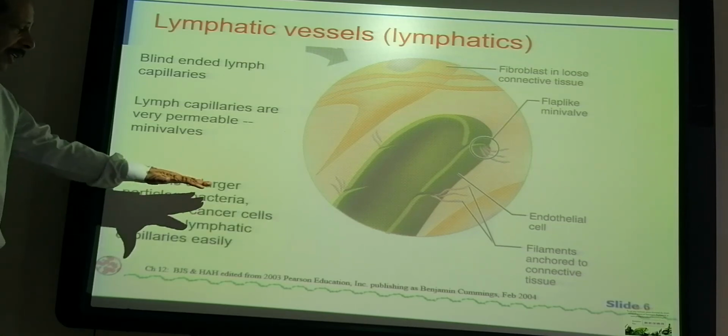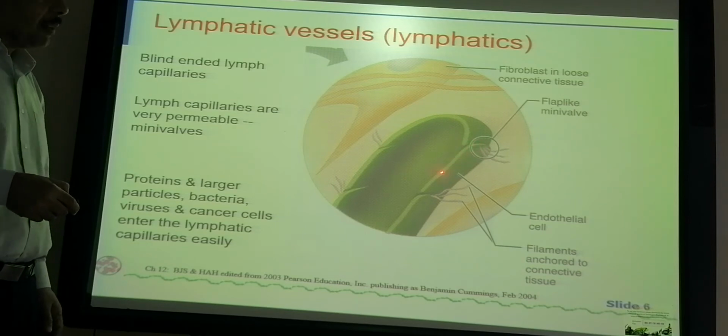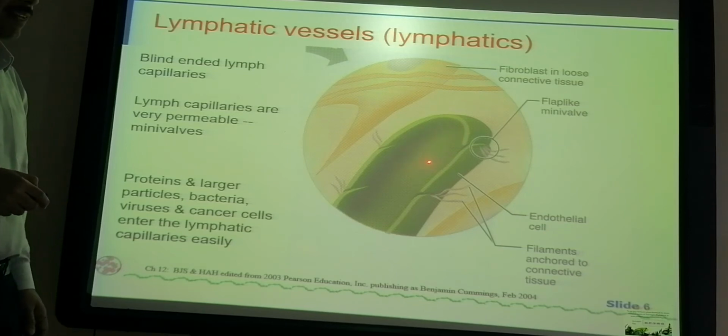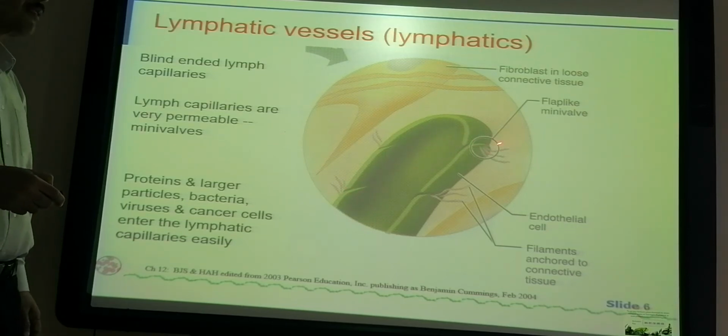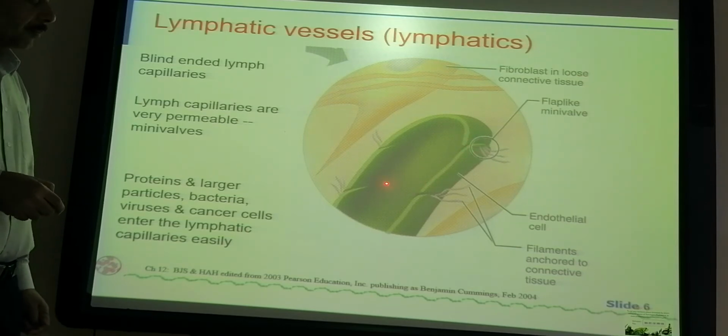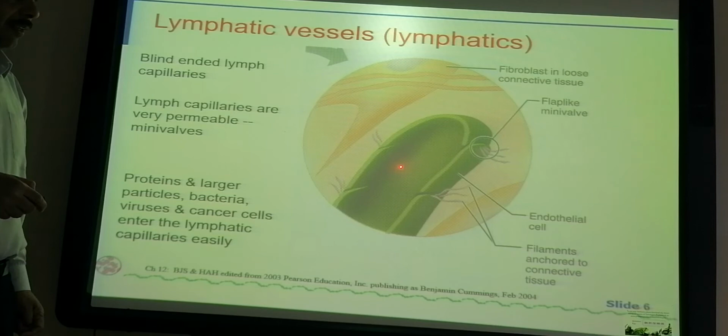So protein and large particles, bacteria also, virus, cancer cells, enter the lymphatic capillary easily. Because of those flaps, the permeability of the lymphatic vessels is high, and also those valves permit even large molecules to come inside. It is not like the capillaries of the blood vessels.